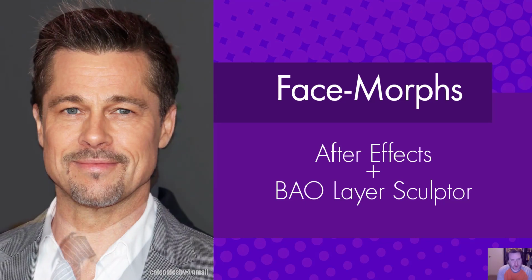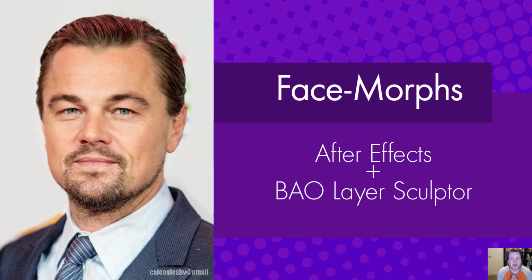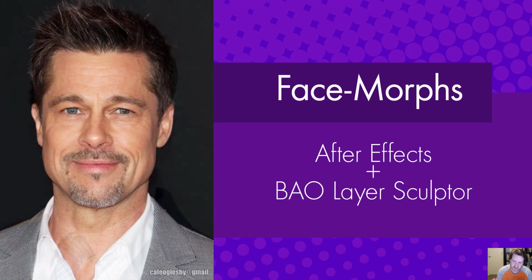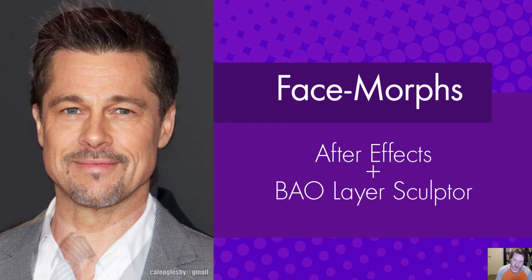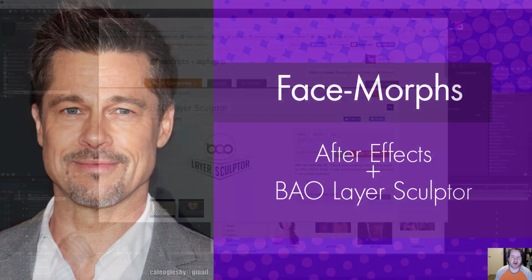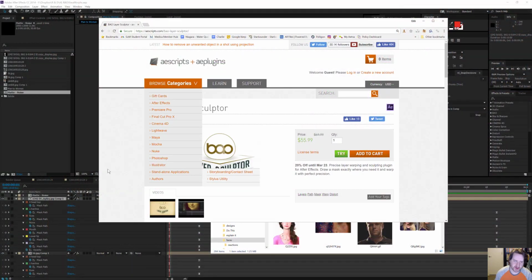Hey, I want to make a quick tutorial about something that I've been trying to do in After Effects for years, and that is doing shape morphs, or face morphs, or just object morphs with fairly good precision and good accuracy and pretty good results. I'm going to be using Bow Layer Sculptor.